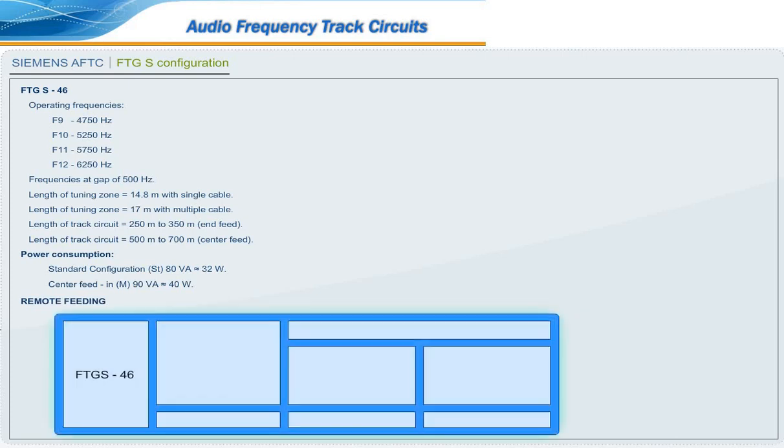Remote feeding FTGS 46. Diameter of quad cable used 0.9 millimeter. For axle shunt, value is greater than or equal to 1.0 ohm. Length of transmitter cable is 3 km. Length of receiver cable is 2.9 km.